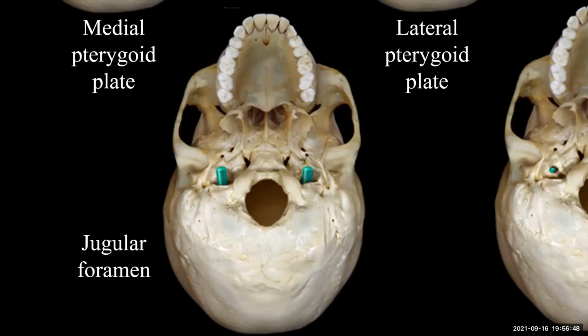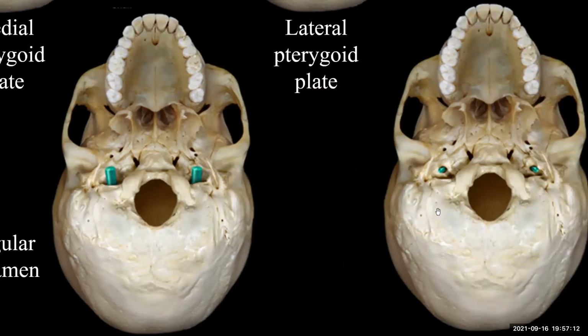Then we go down here, and you can see the foramen magnum, and on either side, the occipital condyles. Lateral to that, we have the jugular foramen. Now we'll move just anterior to that. Here's the jugular foramen, and just in front of it is the carotid canal.